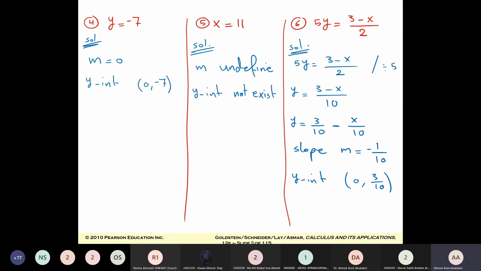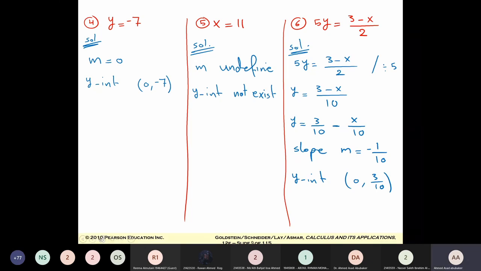Okay, now also we can find the slope from two points on the line. We can find the slope if we are given two points on the line.